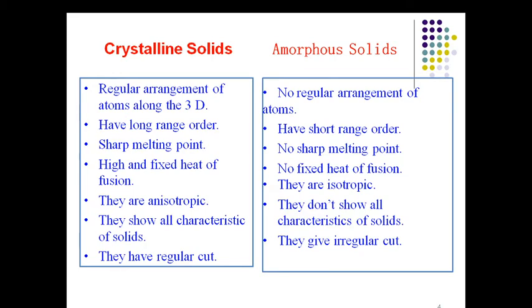The crystalline solids show all characteristics of solids, whereas the amorphous solids do not show all characteristics of solids. Crystalline solids always have a regular cut. It means that they break with a particular alignment. Amorphous solids break randomly. They do not have any particular alignment when they break. Therefore, they give an irregular cut.